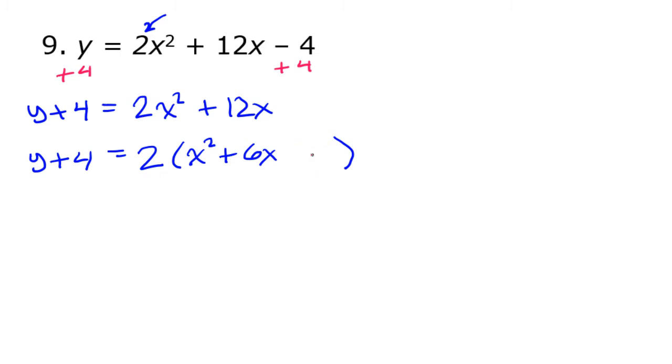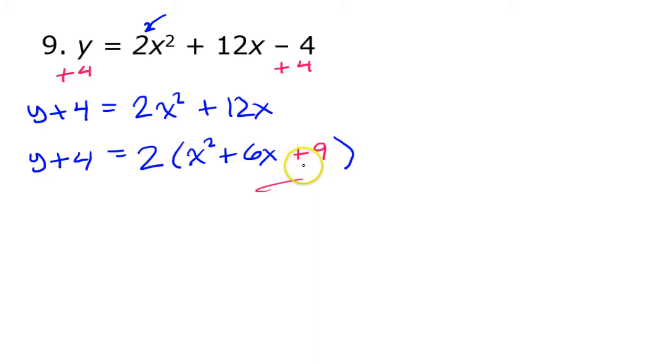So now, to complete the square, we do half the middle squared. So half of this is 3. But then 3 squared is 9. So I'm going to put a 9 right here. So there I'm completing the square. Again, half the middle squared. Now here's the part that's going to blow your mind.